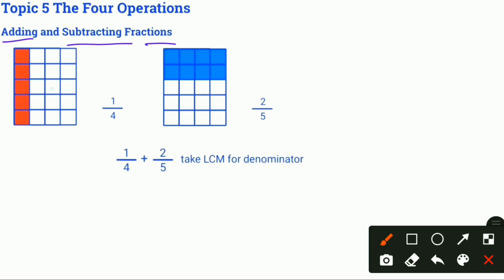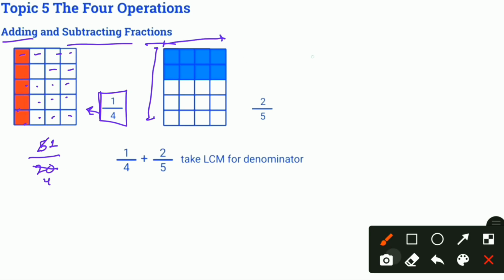Adding and subtracting fractions. So right in front of you guys we have two boxes, and if you try to count 1 2 3 4 5 6 7 8 9 10 11 12 13 14 15 16 17 18 19 20 boxes. So 20 and 5 are filled. 5 out of the 20. So it's 1 upon 4 for this one.